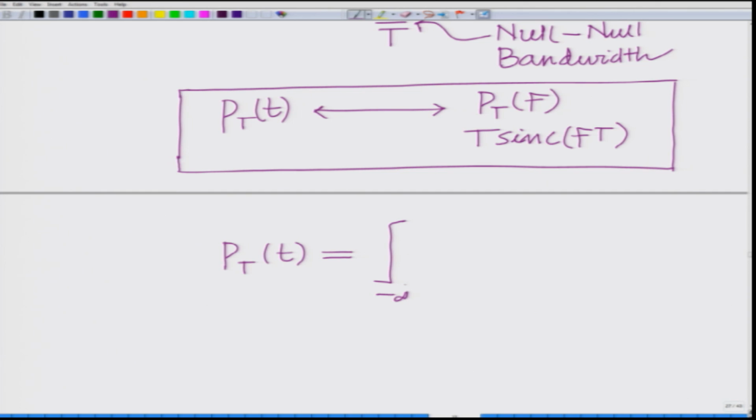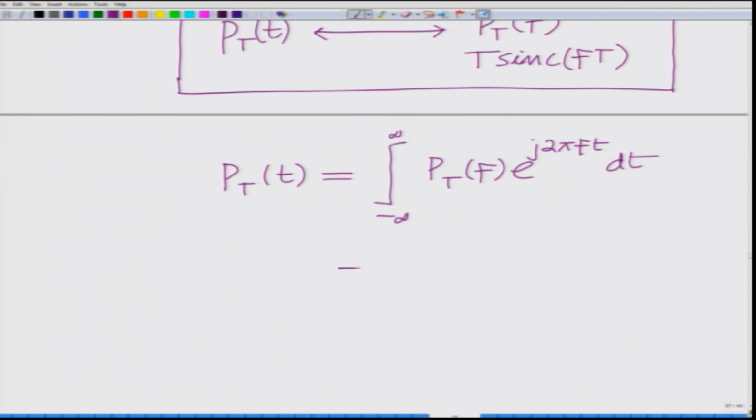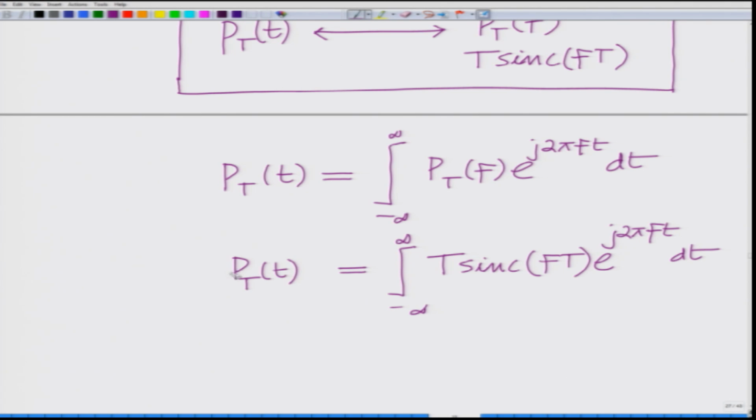using the inverse Fourier transform, it must follow that p_T of t is the inverse Fourier transform of p_T of f, and therefore, you can say that the integral from minus infinity to infinity of T sinc f T e to the power of j 2 pi f t will give back p_T of t, that is your time domain pulse.